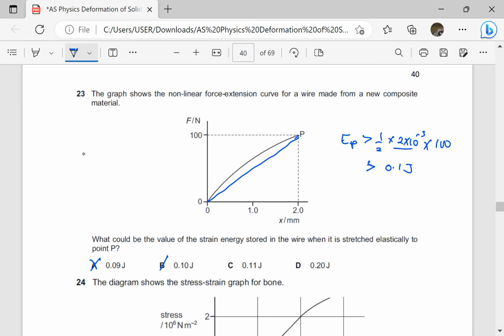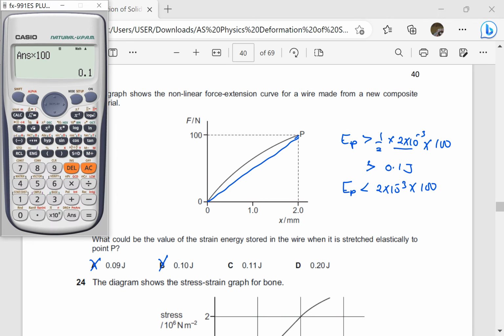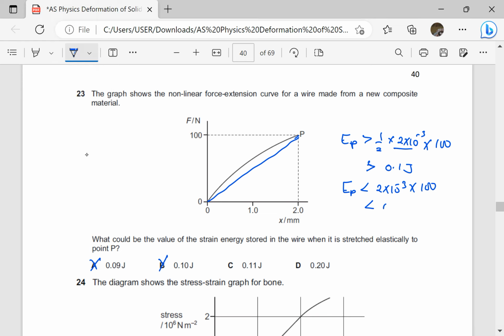That means this one is wrong and this one is wrong. But the strain energy should be less than the area of a rectangle, that is going to be 2 times 10 power negative 3, then times 100 for the rectangle, which is 0.2. So it should be less than 0.2 joules. So this one is also wrong. Why? Because 0.2 joules involves this part here where the curve is not. It should be greater than 0.1 because there is this space here which the triangle leaves out. So our answer is going to be C.